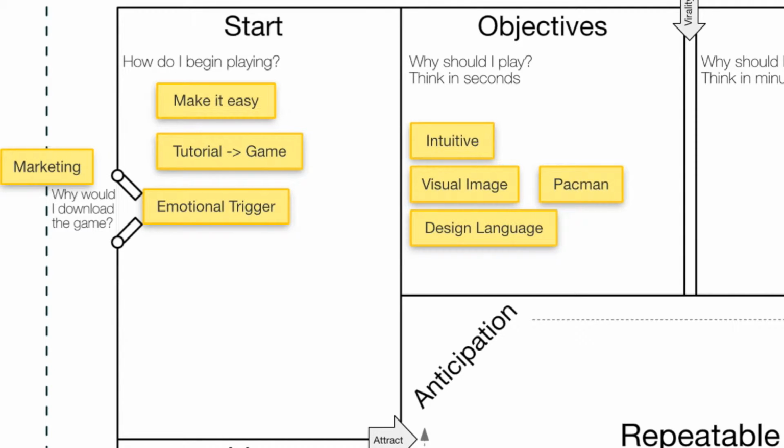The next box is the objectives. It's really thinking about why should I play at all? And here you need to think in seconds, because again, the successful games make it very, very easy. It's very intuitive to start playing.